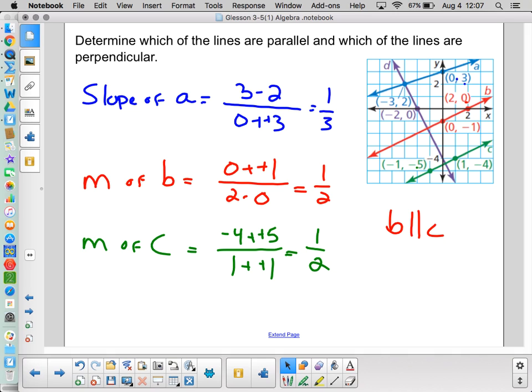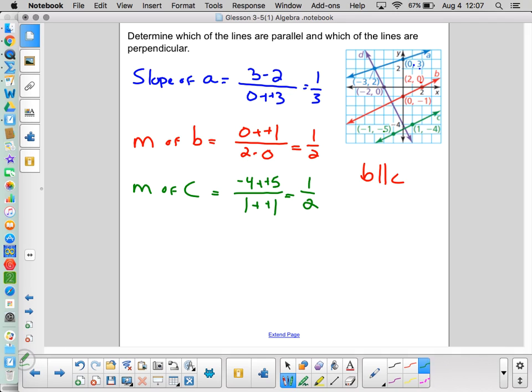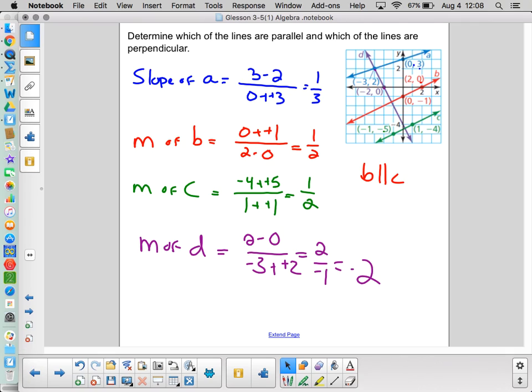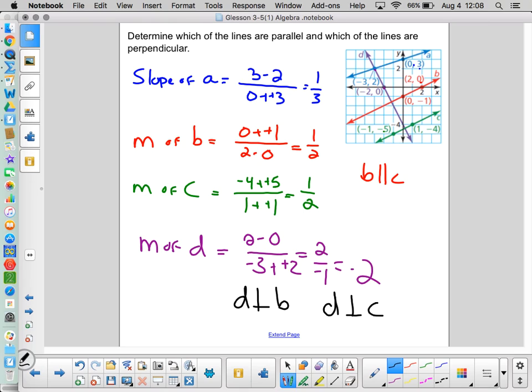And finally, if we go to line D, my points here on D are right here, here, and here. So 2 minus 0 over -3 minus -2, which is 2 over -1, or -2. And -2 times 1/2 is -1. So therefore, D is perpendicular to B, and D is perpendicular to C.